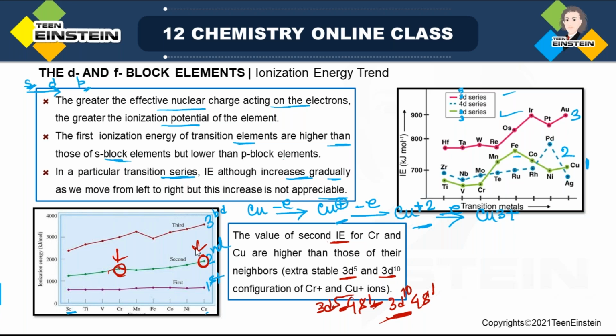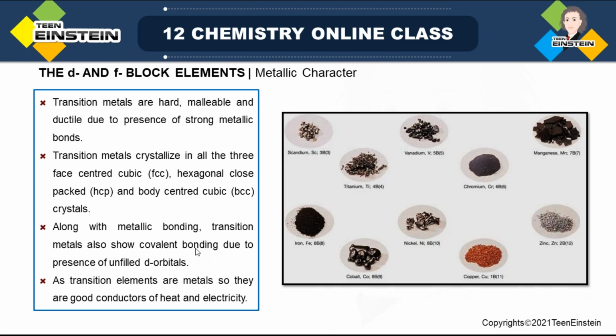Next we will see metallic character, because the elements that are present in the d block are mostly metals. But don't think that their metallic character is like s block metals, because in the s block also the elements are metals. Okay, but compared to s block metals, these d block metals are not very reactive. Okay, they are less reactive. They are hard, malleable, ductile. All these are basically characteristics of metals, and it is because of the presence of strong metallic bonds.